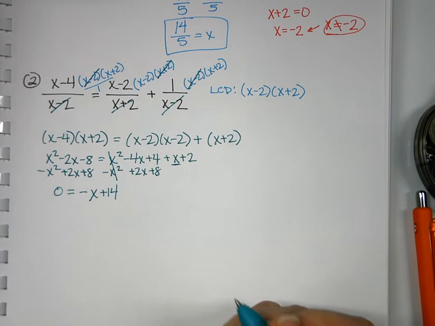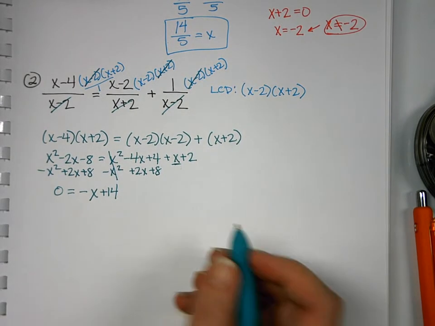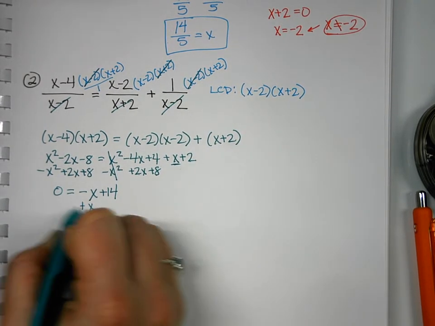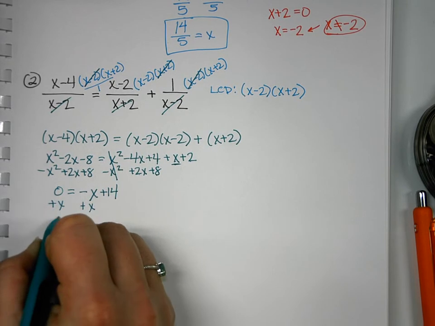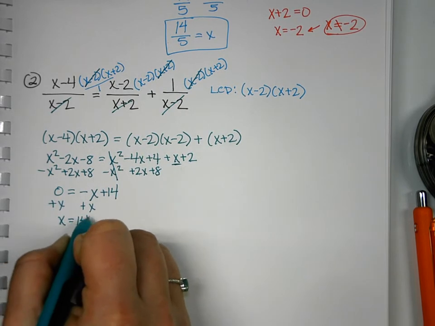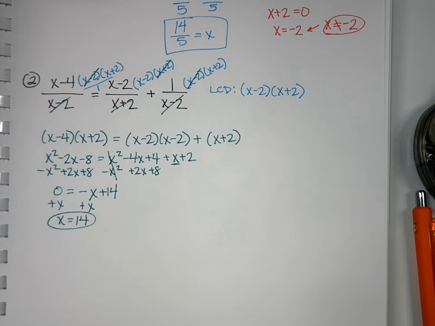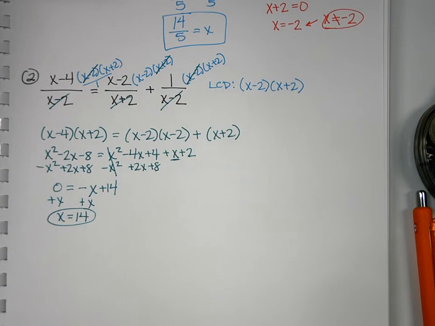So now we just need to solve for x. I'm going to add x to both sides so that I can get x by itself, and I get that x is equal to 14. So when we have fractions on either side, if there's more than one, we can employ the same method of multiplying everything by the LCD to cancel out our denominators.